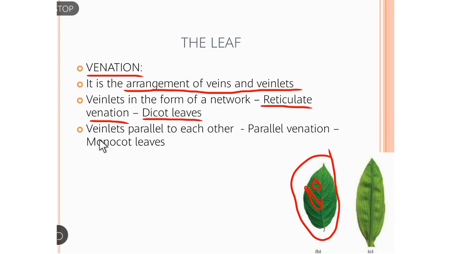Now the second one is that sometimes the veinlets which we see here are parallel to each other. See, in this picture you see that veinlets are parallel to each other. Now this type of venation is known as a parallel venation. This parallel venation is mainly or generally seen in monocot leaves.